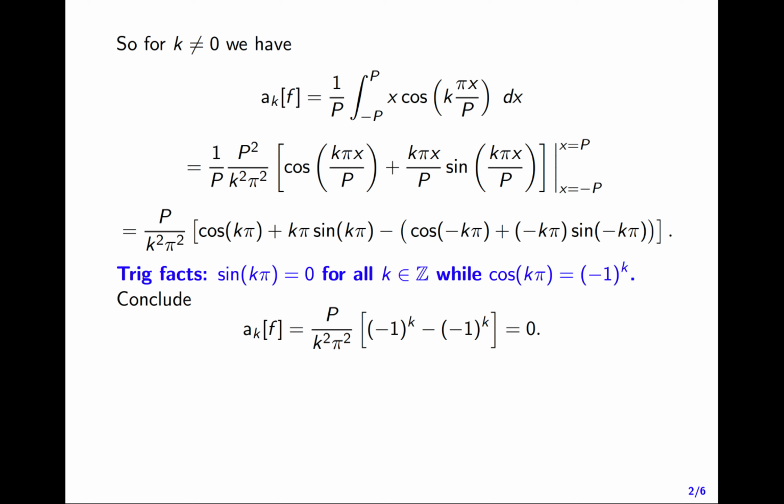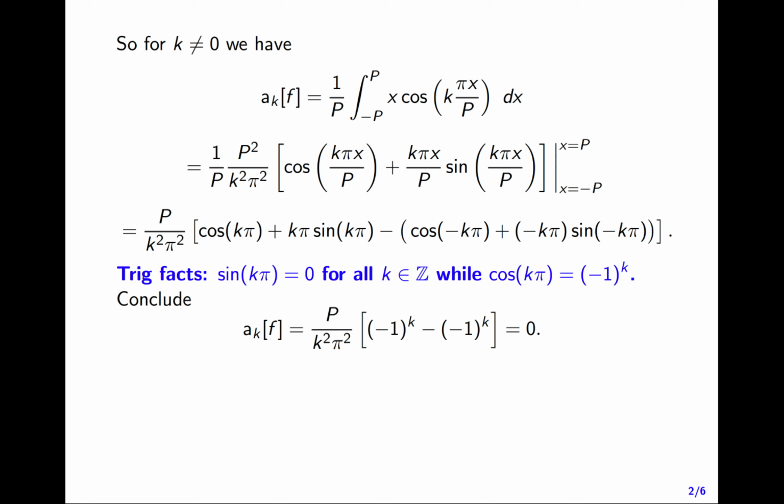So what does this tell us? Well, a_k on f, that Fourier coefficient, is going to be p over k squared pi squared. The cosine of k pi becomes a minus 1 to the k. That first sine of k pi is 0. Then after the subtraction, cosine of minus k pi is still minus 1 to the k, so I have a minus 1 to the k, and then that sine of k pi factor goes away. So I have minus 1 to the k minus 1 to the k, and that is equal to 0. So a_k on f is equal to 0.